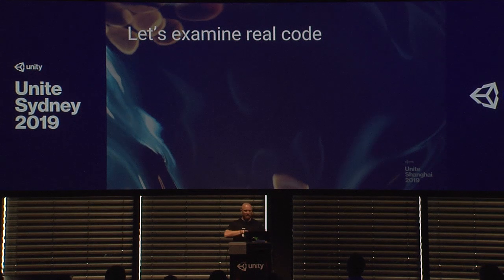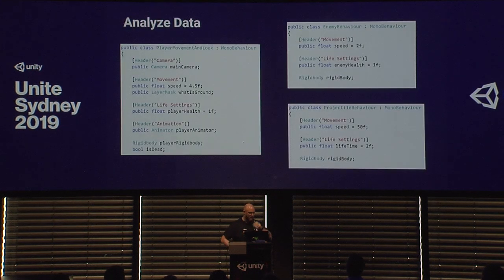So let's look at some real code. And by real code, I mean images of real code. For now, we will get in the editor in a moment. So let's say I made the decision to switch to DOTS. And these are three MonoBehaviours, three prefabs that I have: a player, an enemy, and a projectile. And I start thinking, okay, DOTS is all about the data. So let's start looking at and analyzing our data.